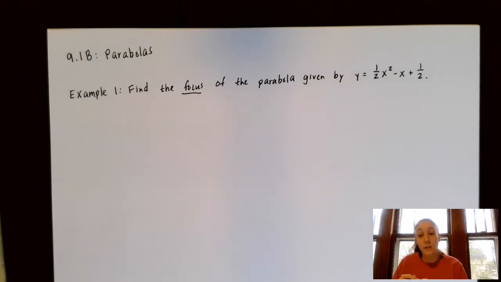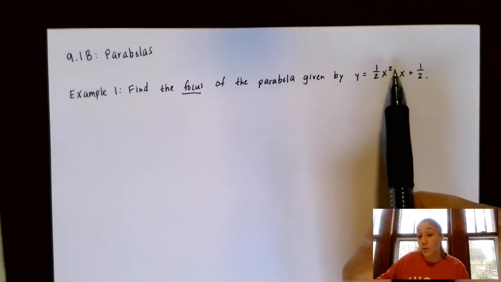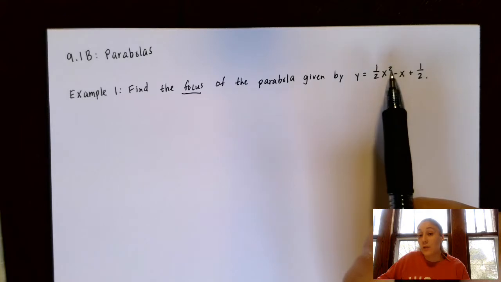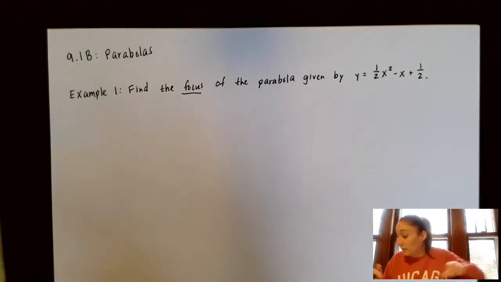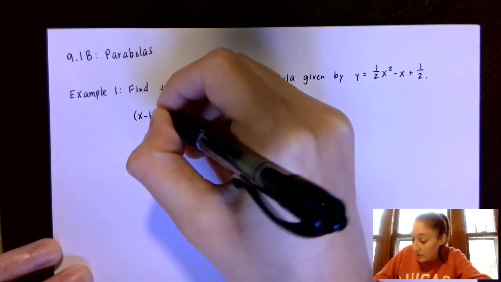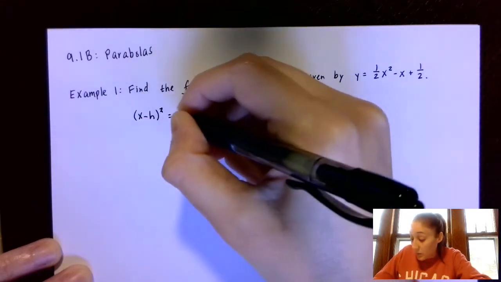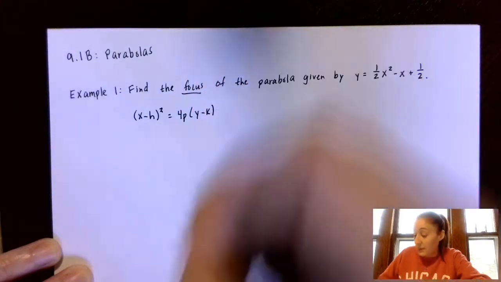Alright, so the first thing that I want you to know in this equation is that the x value is squared, not the y. Because the x value is squared, we're going to make this look like the first version of the standard form equation of a parabola. So let me write that down for us. It's (x minus h) squared equals 4p times (y minus k).